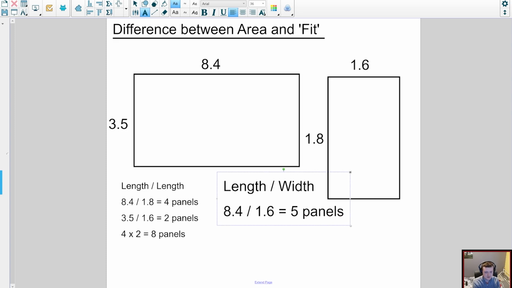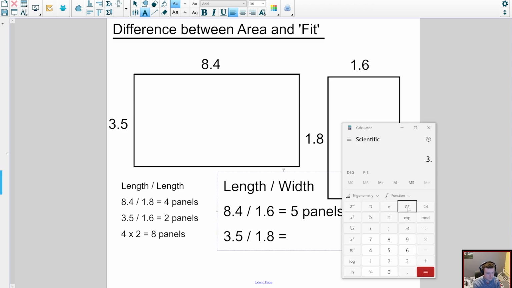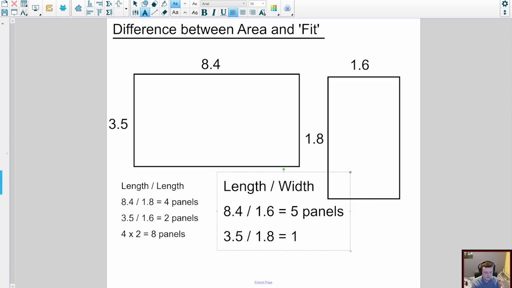And then if I do 3.5 divided by 1.8, it's going to be 1.999444. It doesn't matter that it's very close to 2. I can only fit 1 panel in. So 5 times 1 is 5 panels.